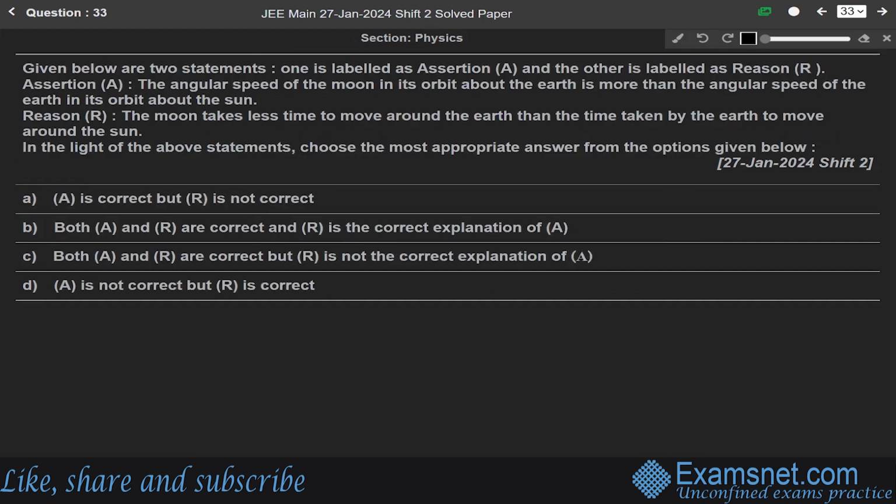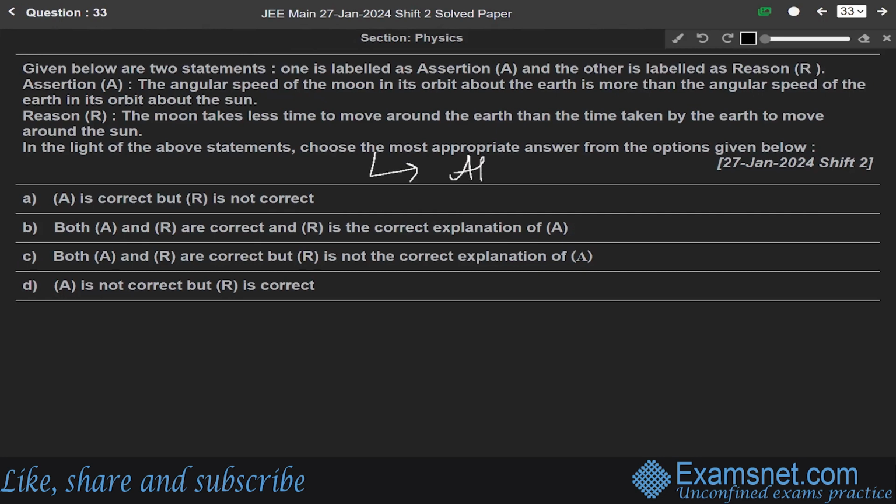Now, question number 33. This question says that given below are two statements. The first one is labeled as assertion and the second one is labeled as reason. Assertion A says that the angular speed of the moon in its orbit around the earth is more than the angular speed of the earth in its orbit about the sun. And the reason given is that the moon takes less time to move around the earth than the time taken by the earth to move around the sun.